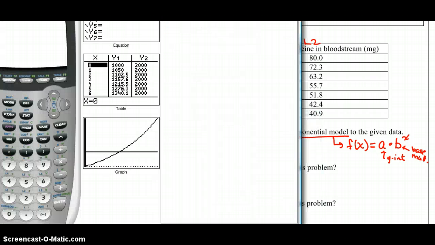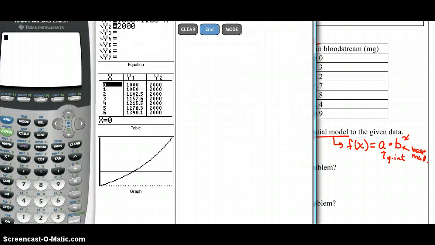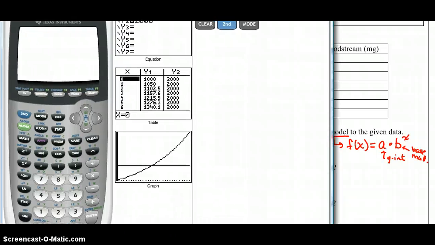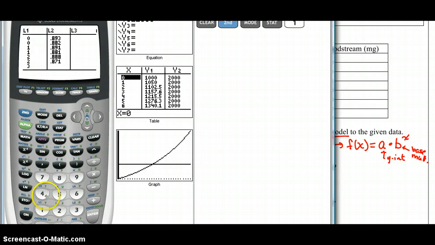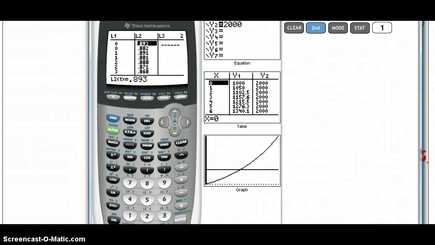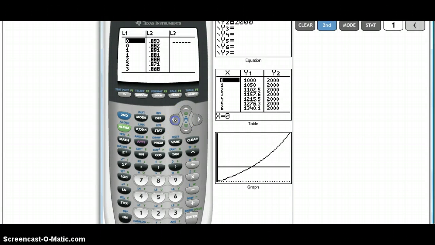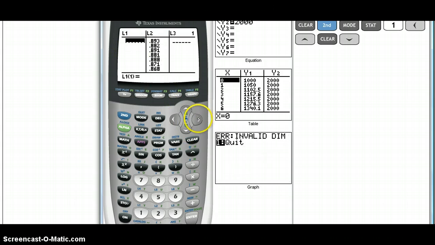So we're going to go to the calculator, and we're going to hit stat 1. I have data in these lists, so I'm going to go up and highlight list 1, hit clear, and down arrow to clear out that data. I'm going to arrow over and up to L2 and do the same thing: clear and down arrow to get rid of the data.